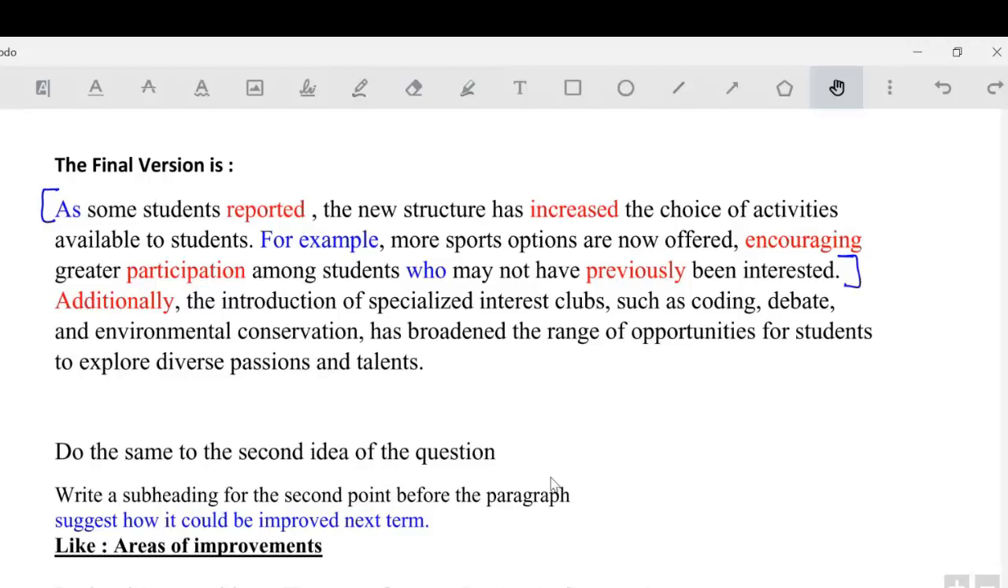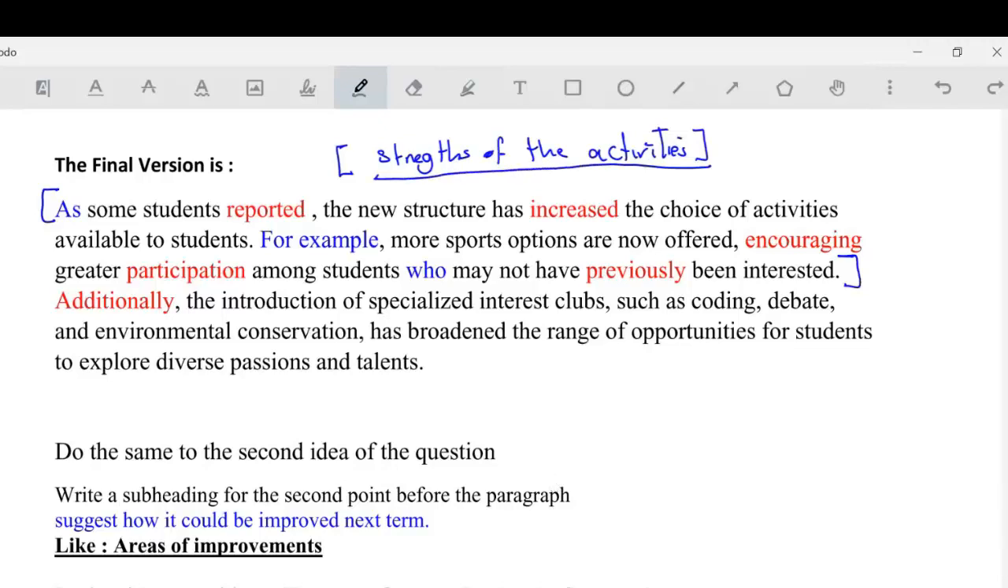Here is the final version of the paragraph. You will write your subtitle, which is strengths of the activities. This is your subheadline. Then you will write your paragraph. Okay, read the paragraph again and be sure that you understand how it's structured. Okay. Read. As some students reported, the new structure has increased the choice of activities available to students. So I read the for example part. Yeah, until the end. For example, more sports options are now offered, encouraging greater participation among students who may not have previously been interested.